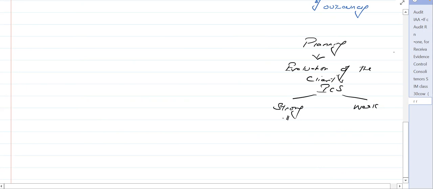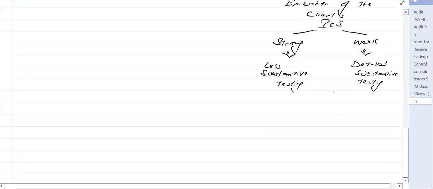If the system proved strong, we'll be doing less substantive testing. If the system proved weak, we'll be doing detailed substantive testing. And then whether less or detailed, it will be followed by the review stage. And the last stage is going to be the report stage, the audit report. So this is the audit cycle.